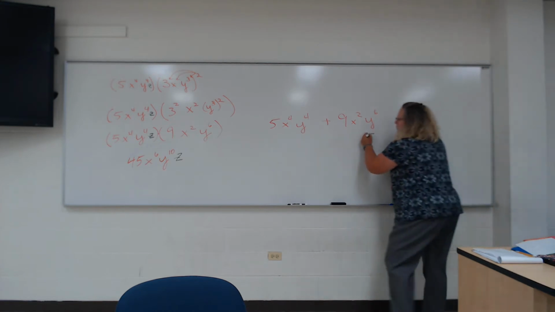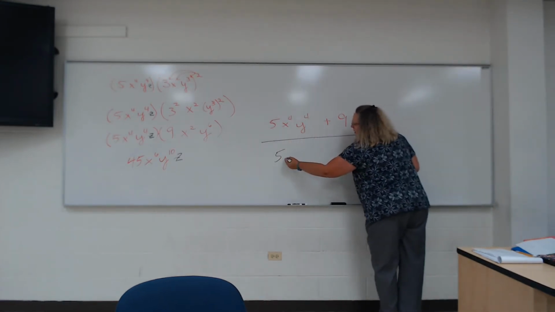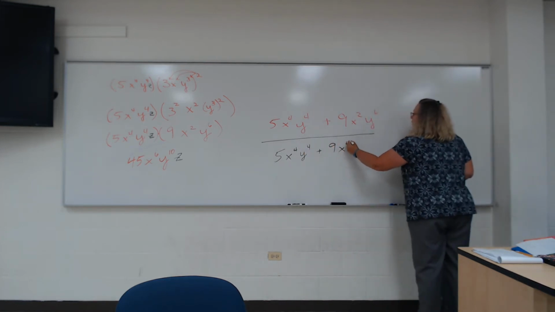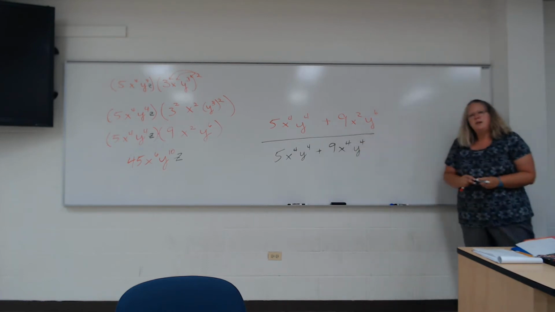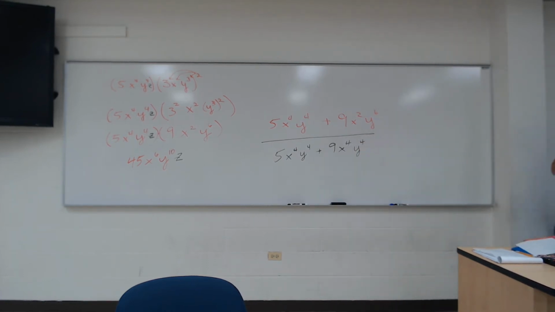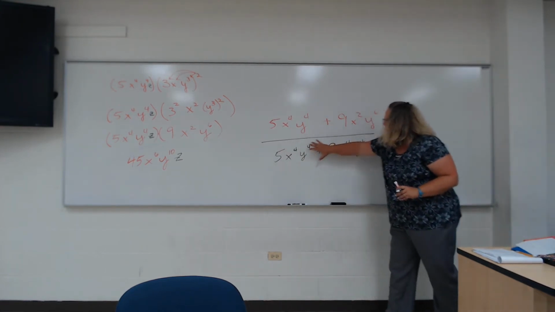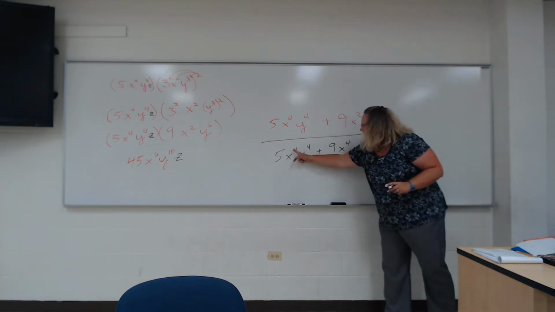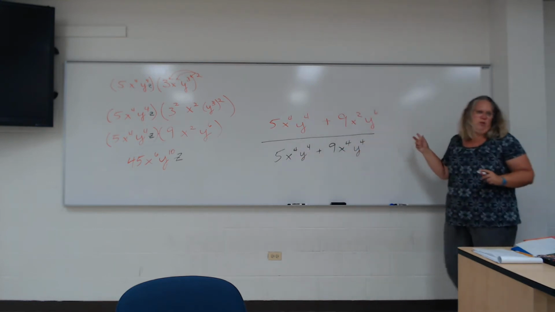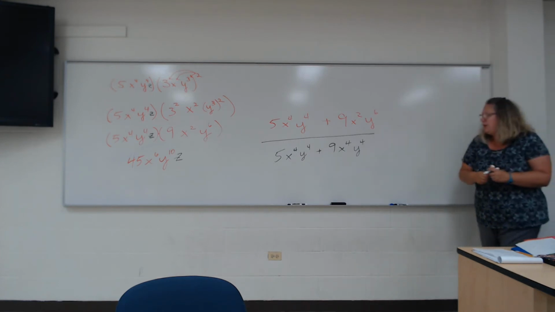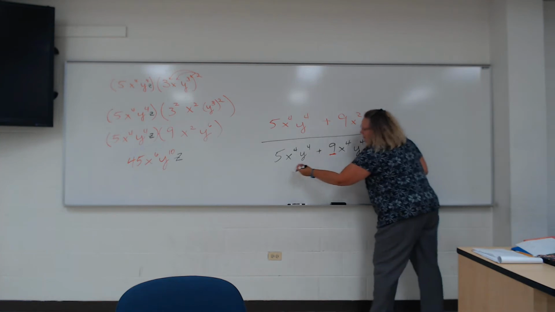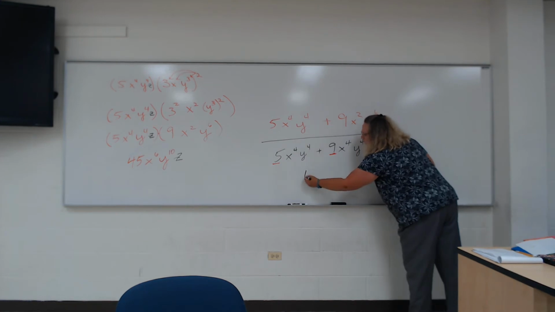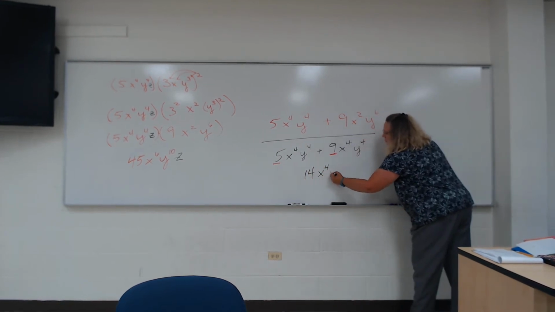Let's do just a different problem. 5, let's do x to the fourth, y to the fourth, plus 9, x to the fourth, y to the fourth. Now we have two terms. Terms are separated by plus and minus signs. How do I add them? They have to have the exact same variable with the same exponent, and then all you do is add the coefficients. All you do is add those numbers in front. Those are called the coefficients. 14, and then this just stays. X to the 4th, y to the 4th.